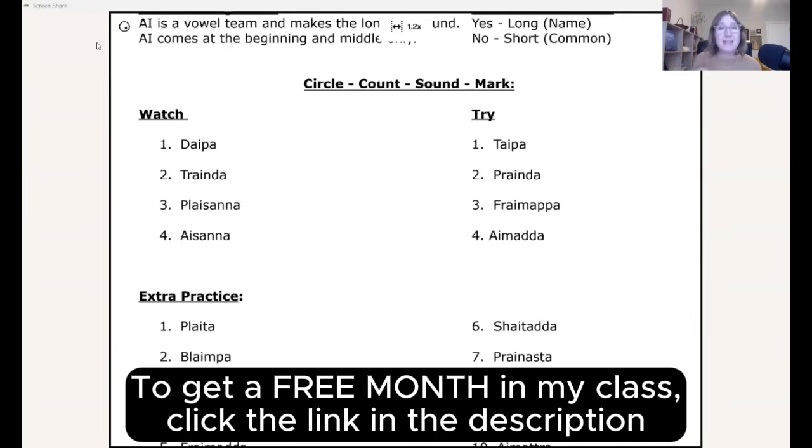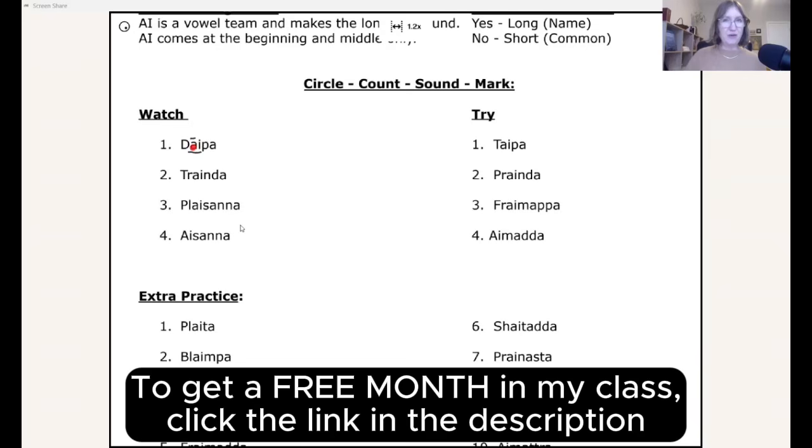All right, so here I'm recognizing AI. That is the clue. That is the key. I want your brain, your subconscious, to learn to recognize AI as one unit. So AI is only going to get one sound. It's only going to get one dot because it's one unit. It's a vowel team. It's a digraph. Two letters that make one sound. One grapheme. So this AI is going to say A because that's what AI says.